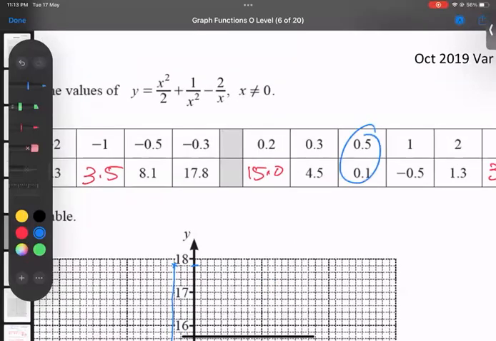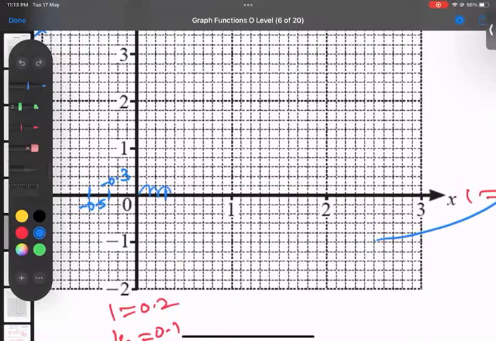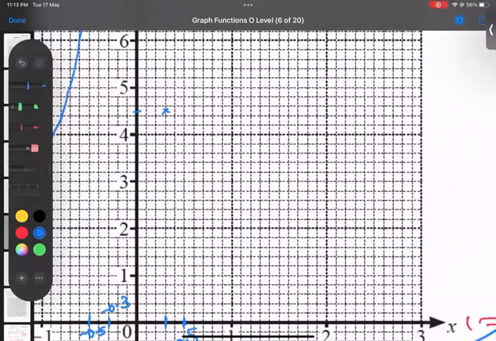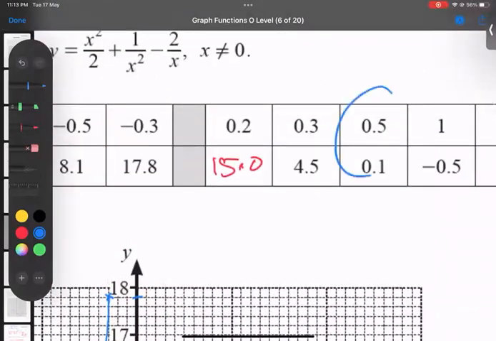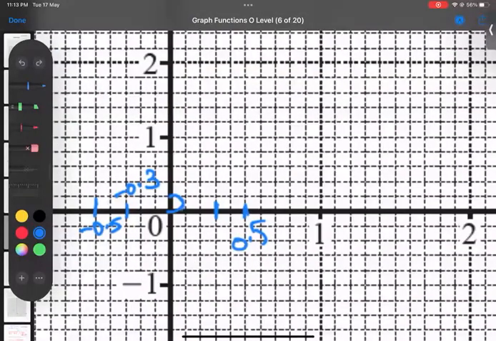Next is 0.5 and 0.1. 0.5 and 0.1. 1, 2, 3, 4, 5. 0.5 is naturally here. And 0.1, 0.1 is where? Because one box is 0.2, so it means it is here. And 0.5 is here. So they meet at this point. Okay, this is very clear.